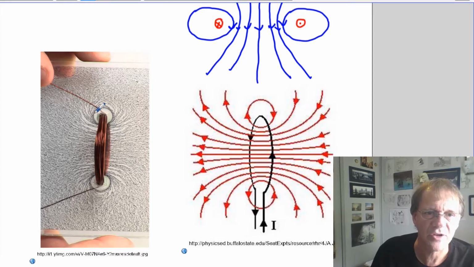Here's a picture of one where they've actually put a current through a coil of wire there, or this is actually multiple coils of wire in fact. And you can see that the magnetic field has actually changed the iron filings around that and started to follow that same typical shape there. Okay, so let's just have a look at a couple of those.